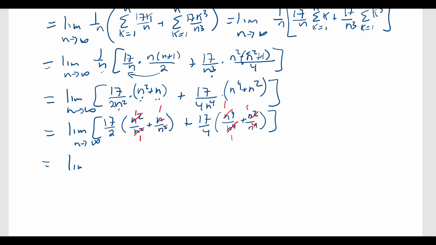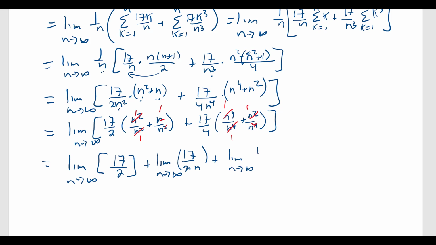So if we look at this limit, the limit as n goes to infinity of 17 over 2, plus the limit as n goes to infinity of 17 over 2n, plus the limit as n goes to infinity of 17 over 4, plus the limit as n goes to infinity of 17 over 4n squared from here.